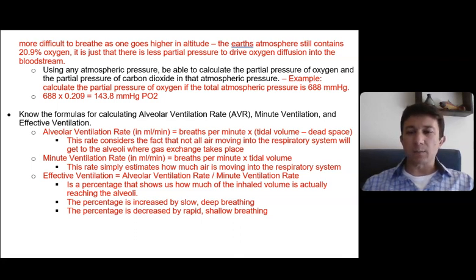And the anatomical dead space takes into account the fact that a lot of the air that's going into the respiratory system is not making it to the alveoli. So recall that air has to get to the alveoli in order for gas exchange to take place, because that's where the capillaries are that are picking up that oxygen.